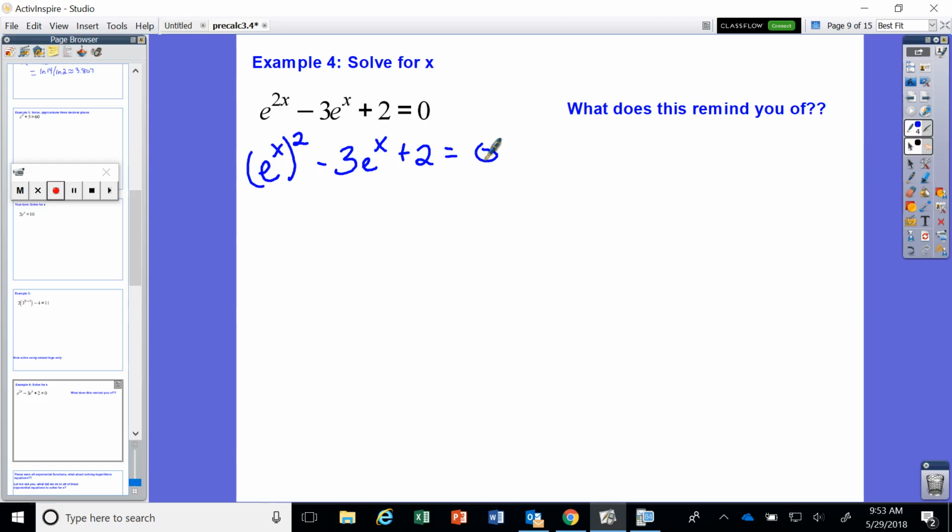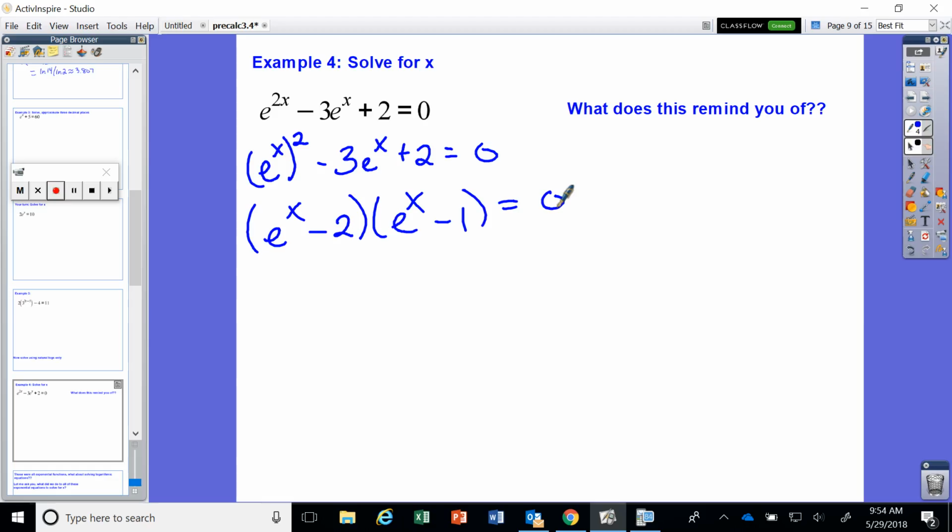So now what's going to allow me? Now I need two numbers that multiply to give me 2 but add to give me a negative 3. So instead of using x like we normally would for a lot of quadratics, what about using e to the x instead? So e to the x, and they're both going to be negative because it's going to be a negative 3. So e to the x minus 2 and e to the x minus 1, right? Negative 2 times negative 1 is positive 2. Negative 2 plus negative 1 is negative 3. e to the x times e to the x gives me e to the 2x. So there's my factored form.